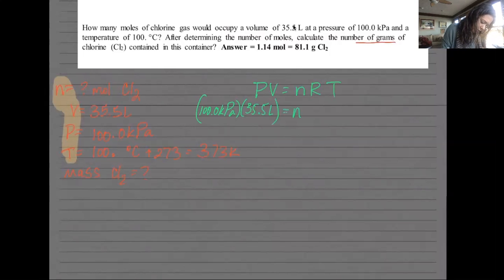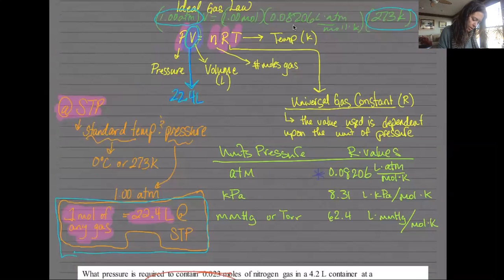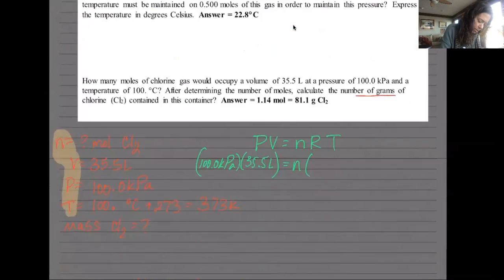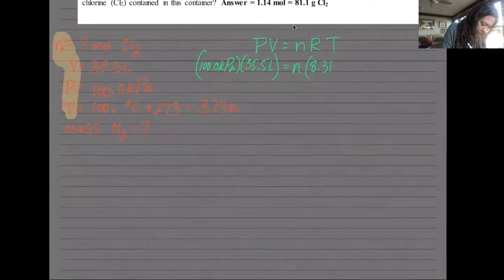We need to solve for the number of moles. Our R value, since our pressure is in kilopascals, will be 8.31, that's 8.31 liters kilopascals per mole kelvin. And our temperature here is very high, 373 kelvins. So we're going to need to divide both sides by the 8.31 and the 373, so that those cancel.